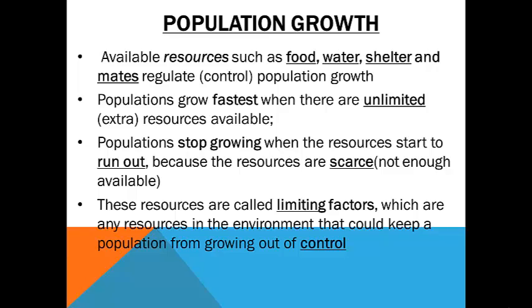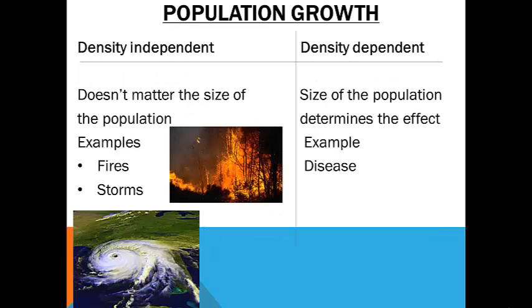These resources are called limiting factors, which are any resource in the environment that could keep a population from growing out of control. So pretty much anything that will limit the population from growing. Those are called limiting factors. We have two different types of population growth. You have density independent and density dependent.